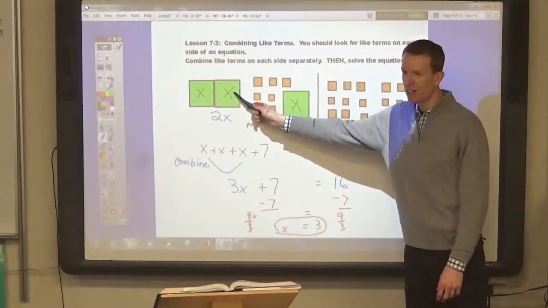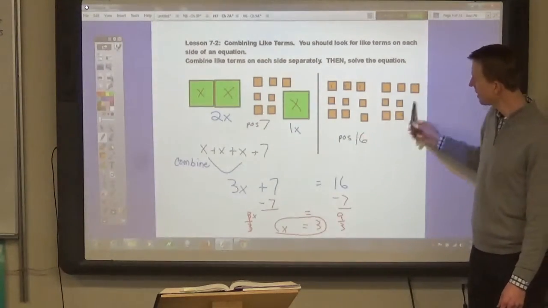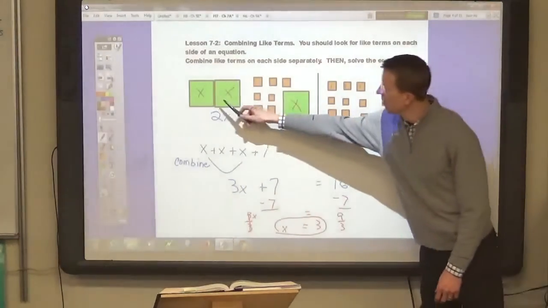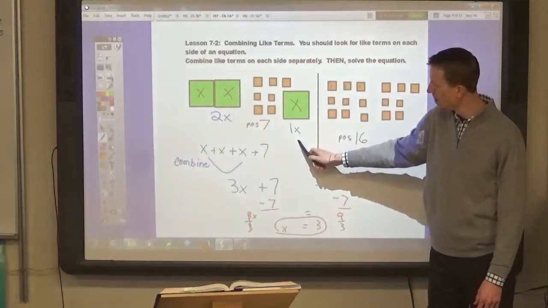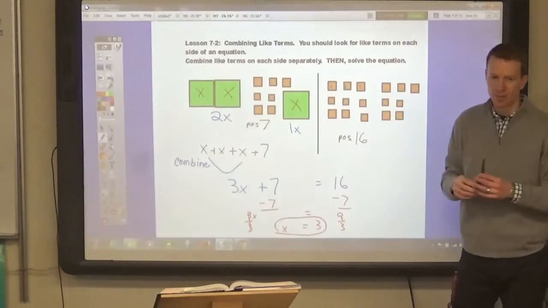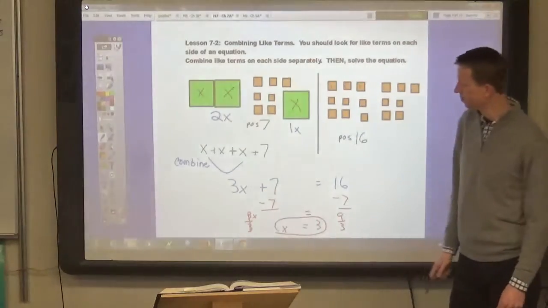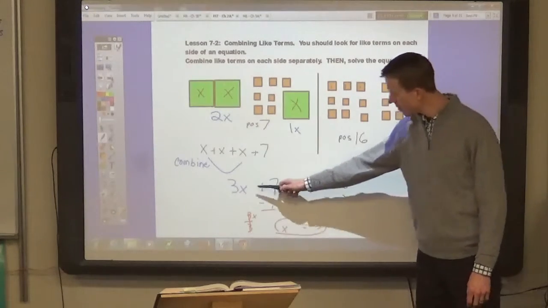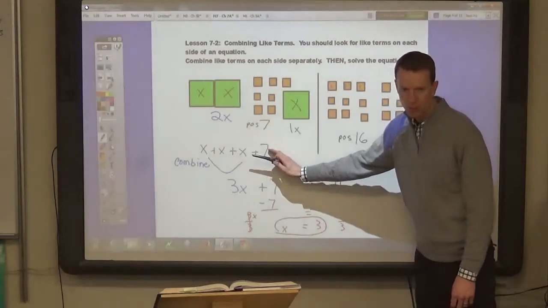On the left side of the equation, you have 3x's and positive 7. And then on this side, you have positive 16. So, if this looks like 2x plus 7 plus 1x, when you have like terms, you can add them together. Okay? You can add all of these x's together to make 3x plus 7. Combine these like terms so that you can simplify this side before starting to solve.